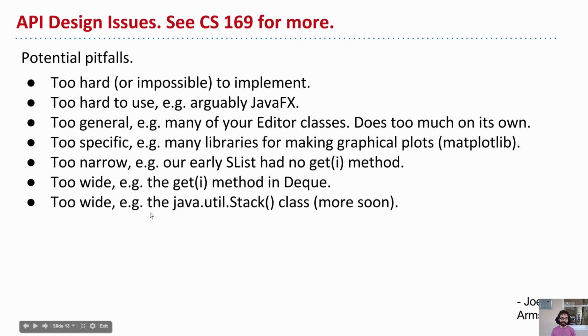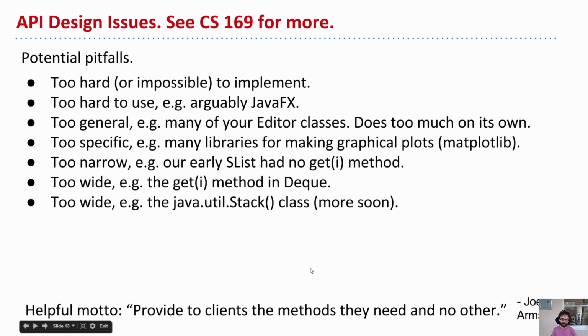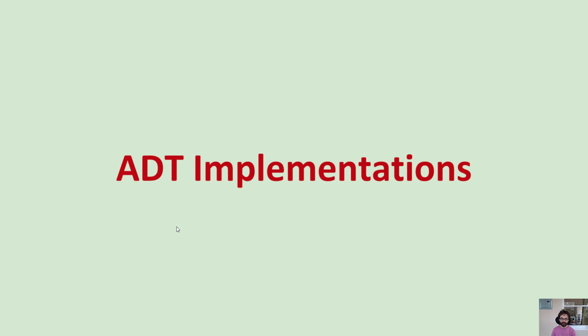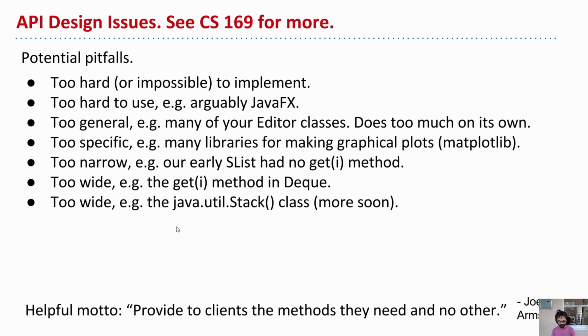Or too wide. An example we'll have in a little bit is the so-called stack class in java.util. So there's a stack class in Java, and it's a little funny. Okay. So a helpful motto, thank you, Joe Armstrong, is to provide to clients the methods they need and no other. You don't want to give them other stuff they don't need. Okay. And all these things kind of come with experience, but I wanted to give you a sense of different things that can go on. All right. So that's it for this first little part. And next, let's talk a little bit about, once we've designed an API, what it is like to implement them.